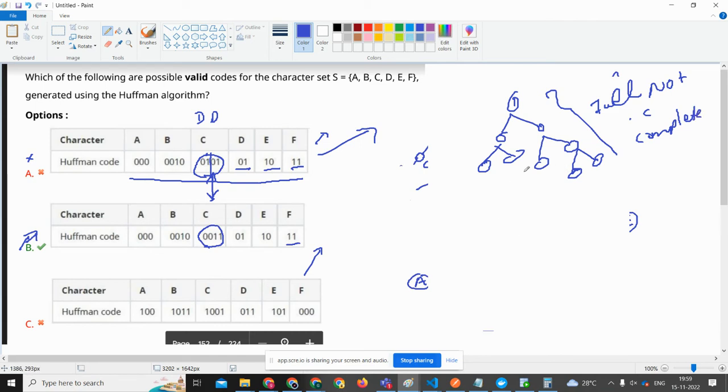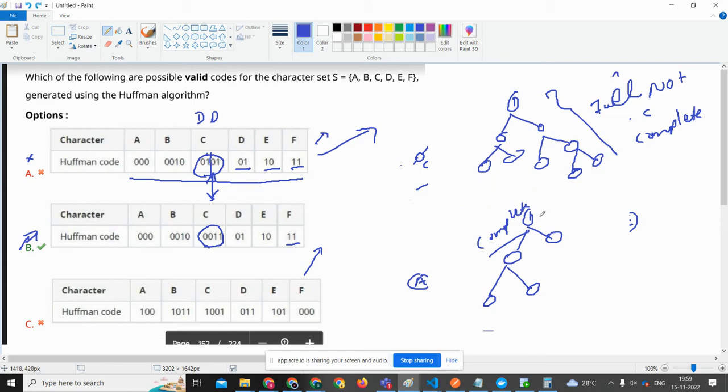This is not complete? Repeat, what did you tell? A complete tree has to fill completely level by level, right? The last level has to be filled from the left. So this is not complete because the left side is empty, right? If this had been transported over here, then it would be complete.